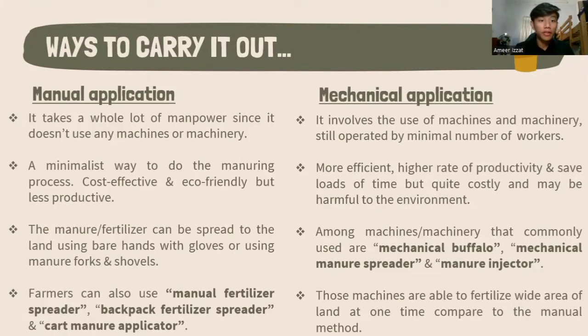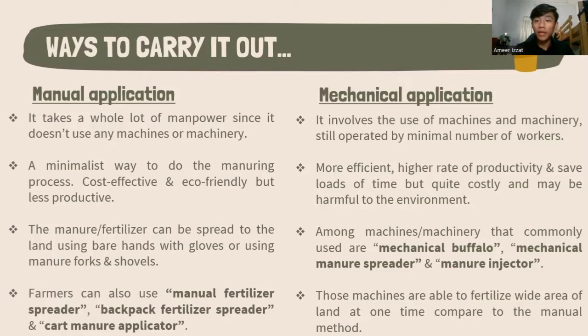The first method is manual application. For this method, it takes a whole lot of manpower since it doesn't use any machines or machinery. It is minimalist, cost-effective, eco-friendly, but less productive. The manure or fertilizer can be spread on the land using only bare hands with gloves, or using manual forks and shovels. Farmers can also use a manual fertilizer spreader, backpack fertilizer spreader, and cart manure spreader.